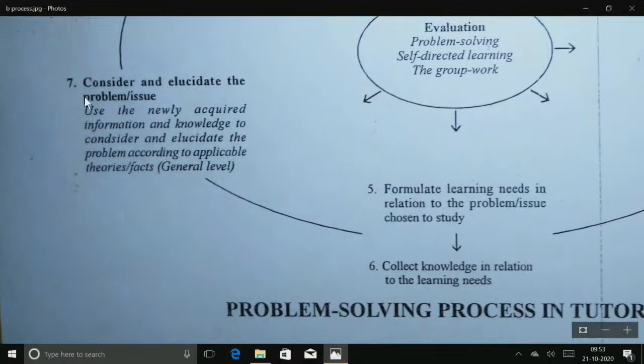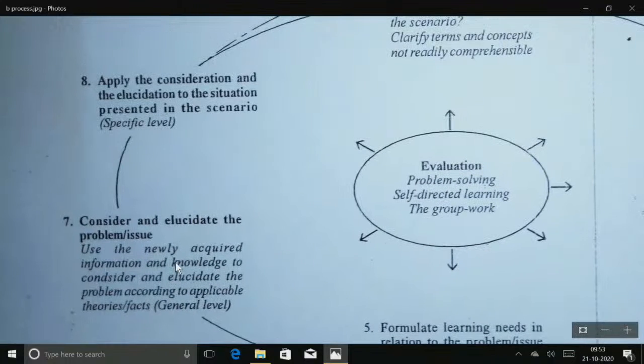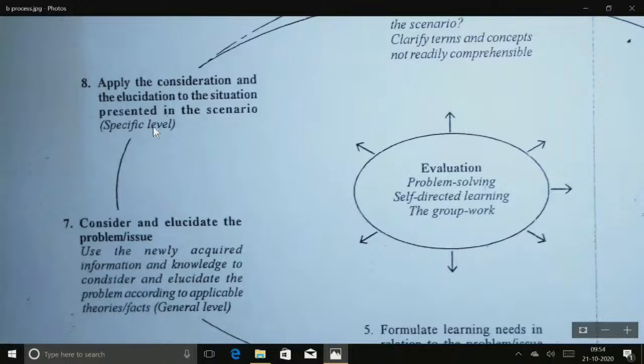Seventh step, consider and elucidate the problem or issue. That means once you gain the new information, you will have to apply that particular information to solve the scenario problems. And this is initially at the general level, and then next you will have to apply it at specific level. Once I show you the scenario, you will come to know what exactly these steps are to be applied.